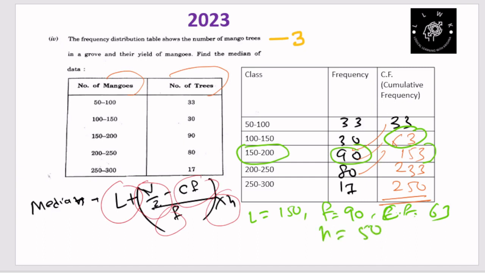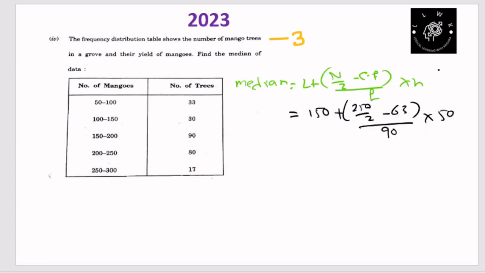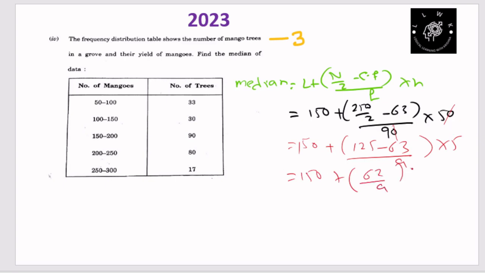What are you waiting for? Just substitute the values and get the answer. Isn't it very simple? You just have to know the concepts. That's it. I've written all the values in the formula, and let's solve it quickly. Simply we can cancel at least one 0. So solving this further, we get 150 plus (250 divided by 2, which is 125, minus 63) divided by 90 into 50. So 150 plus (125 minus 63, which is 62) divided by 9 into 5. Solve this bracket further.